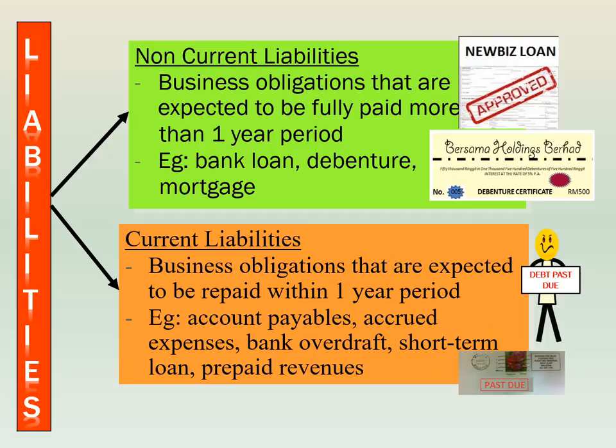So current liabilities are obligations expected to be repaid fully within 1 year. The example is accounts payable, the debt to suppliers or creditors. So this debt must be fully settled within 1 year. Normally suppliers will give you only 1 month to settle your accounts, so you cannot owe that supplier more than 1 month.